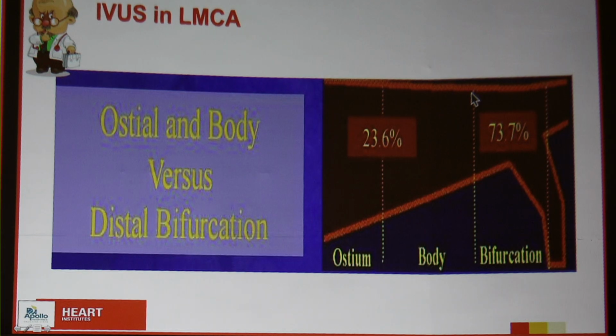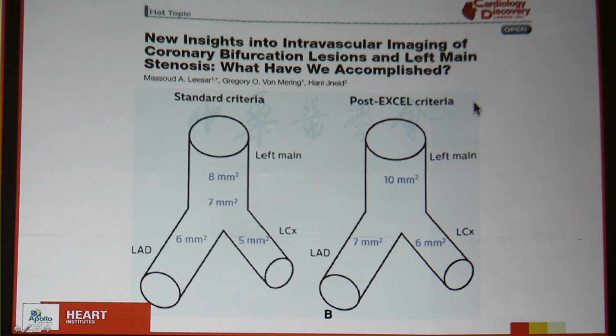Now in LMCA disease, people have used OCT, but especially for ostial lesions or all throughout the LMCA, the IVUS is something which is very useful. Now there is a criteria which you all know that we have to try to achieve, at least 7, 8, 9, 10 for the post-EXCEL criteria, and this is very clearly visible because large vessels are not visible on OCT. These vessels are very well visible on an IVUS.